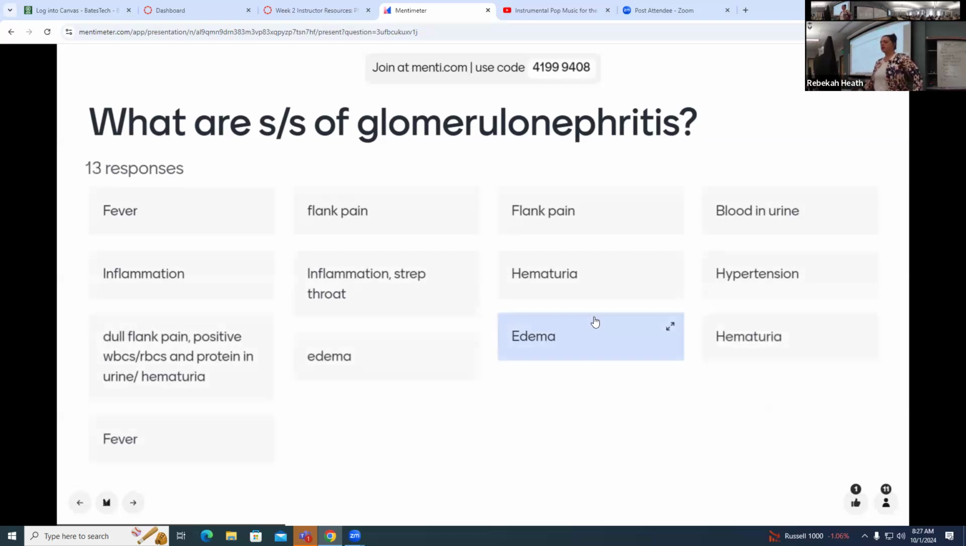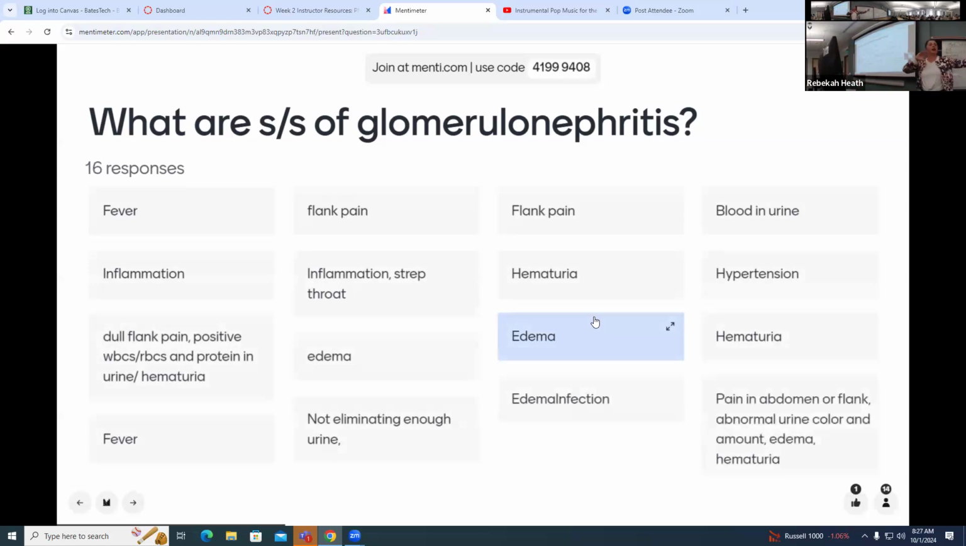Yeah, these are good answers. So, fever and the strep might be what precedes the glomerulonephritis, that they have an acute strep infection, and then it has that inflammation. They might have that back pain, the flank pain. They might have some blood in their urine.